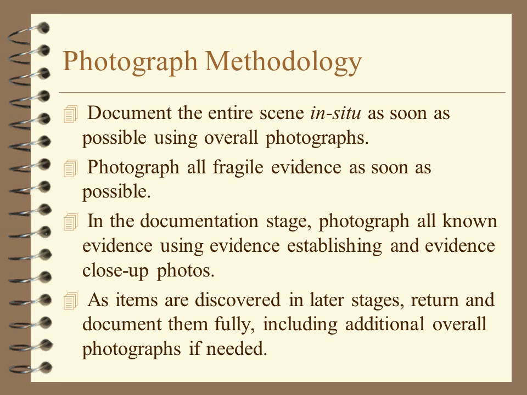Now, to photograph a crime scene, you want to document the entire crime scene as it sits, which is what in situ means, as it sits as soon as possible using your overall photographs. The next thing you want to photograph is all your fragile evidence, any evidence that may become destroyed or displaced, using mid-range and close-up photographs. While you're documenting that scene, you photograph all your known evidence using evidence establishing and evidence close-ups, and then as you find additional evidence during your crime scene search, you'll have to return, document, and take additional overall and evidence establishing photographs prior to seizing the item.